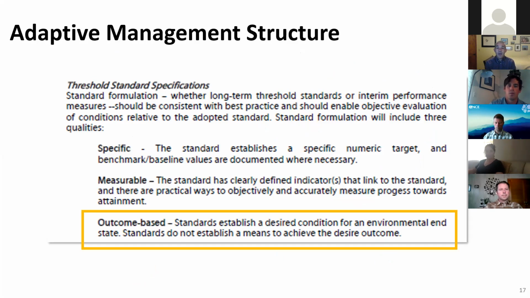So a year and a half ago, the Science Advisory Council helped us articulate the adaptive management structure, the outline of these minimum criteria for threshold standards. And the most important one, I think, to focus on for today's discussion is this notion that the standards should be outcome-based. They should focus on what you are trying to achieve, not how you hope to get there.